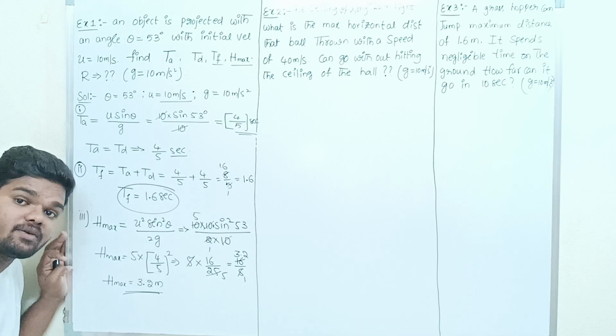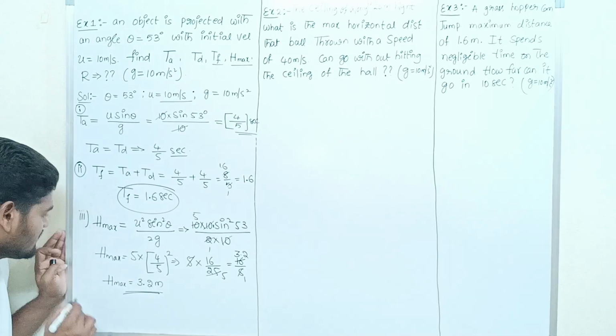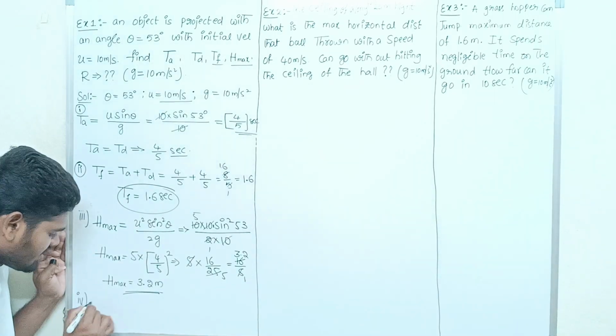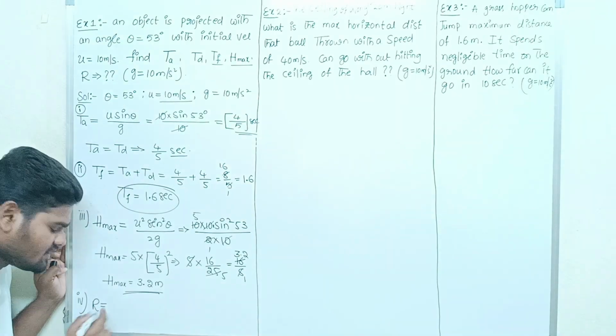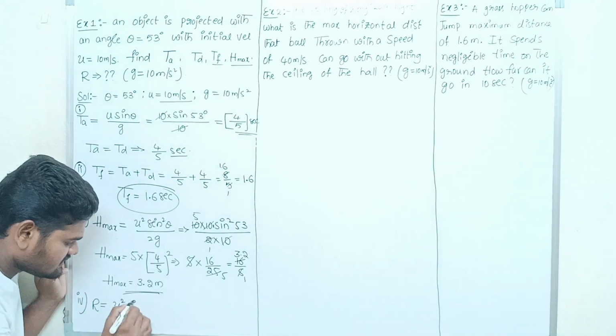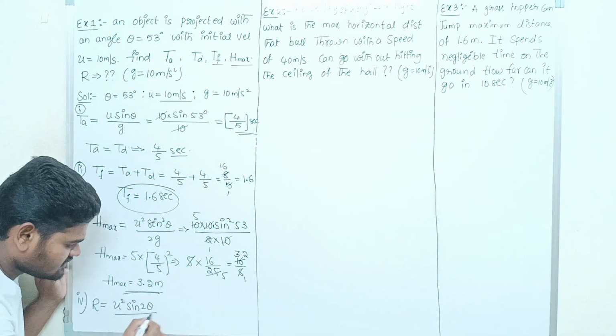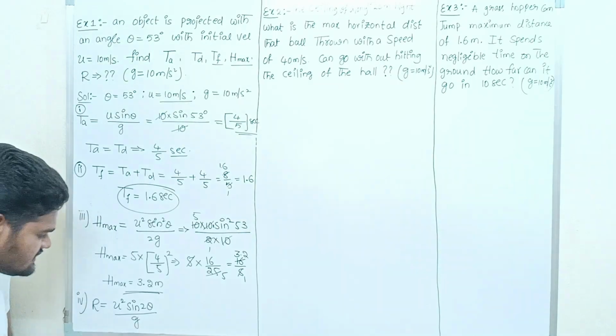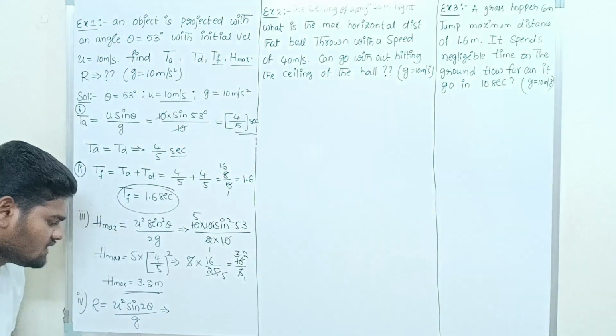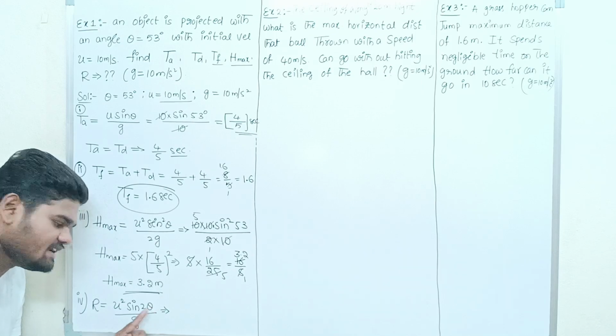Okay, are you getting it? Simple problems now, no difficulty, right? Okay, so fourth one, what we have to find? We have to find the range. So what is the formula for range? u square sine 2 theta by g. So that is equal to, so have a look, here 2 is there, here theta is there.